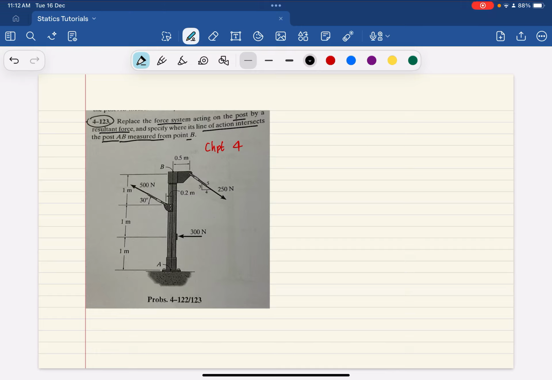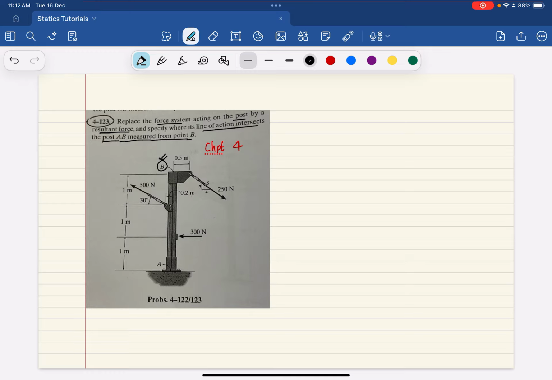Okay, so what it means by measured from point B is actually from this point right here. This point B right here, we have to find the resultant, basically we have to find the distance of that particular resultant force to point B. Okay, so how am I going to do this?